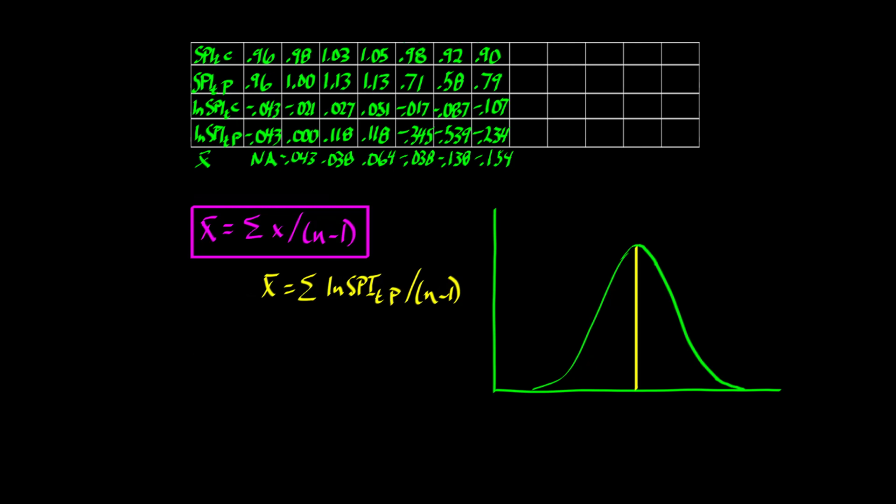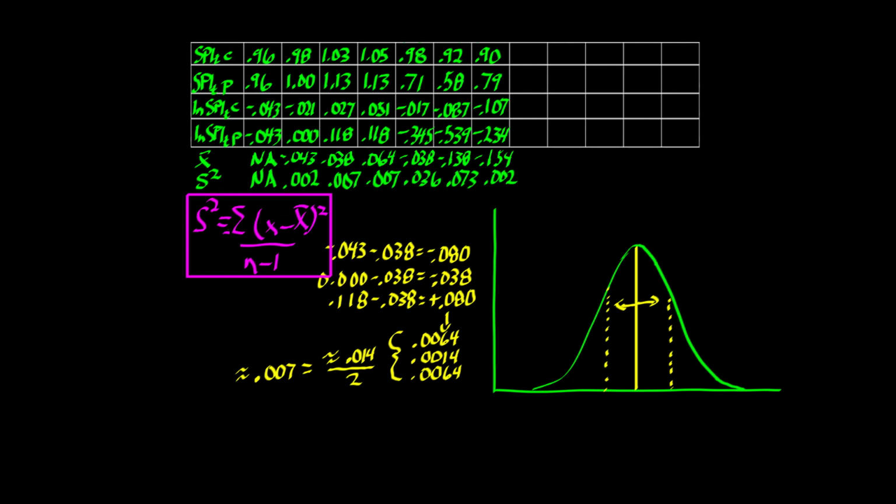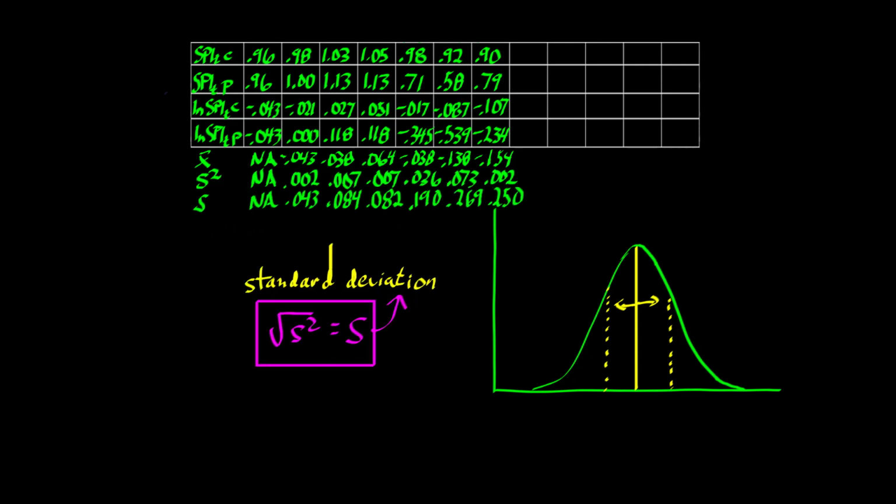Next, calculate sample variance. First, find the difference between each log of periodic SPIT and the current mean. Square the differences. If we square the right, we must square the left. Finally, divide by the number of measurements less 1. Calculate the standard deviation. It's the square root of the variance.